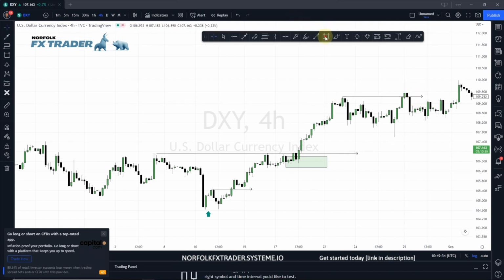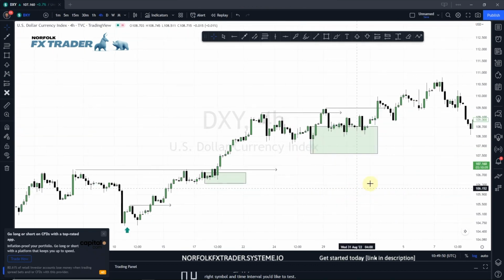That's our breakout. Again, we mark out our area of demand. There's my area of demand. The market comes back in and we continue higher, and we have another breakout to the upside. Once again, we can look for an entry down here, manipulation. Understanding all that is going to help you to find those trades.